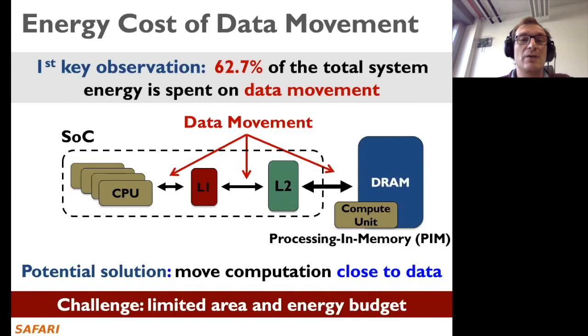Okay, so in this paper, we are very careful about area and energy. You can read the paper for the thermal constraints, energy analysis and area analysis. I'm not going to go into the details of any of that here. I'm just going to look at the application perspective and what kind of benefits we are going to get.